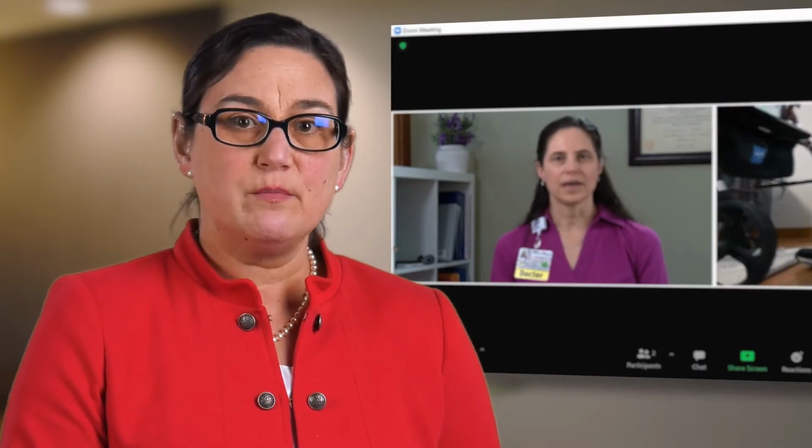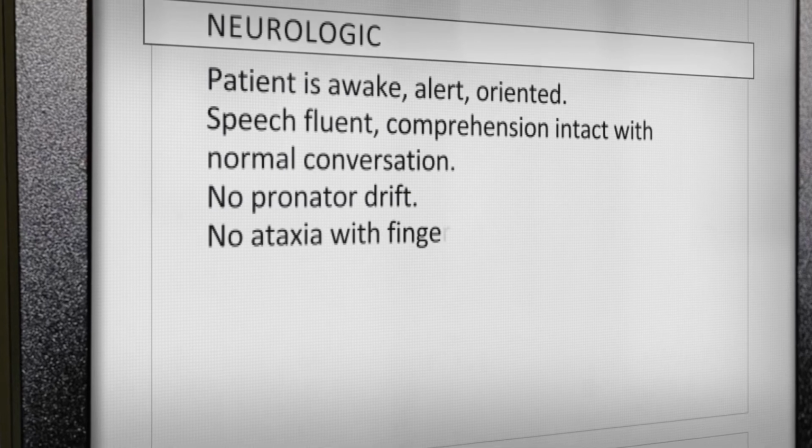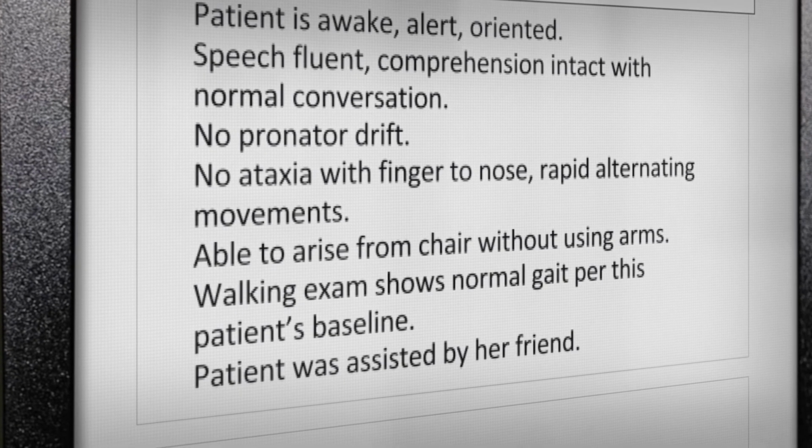Of the various components of the neurologic exam, the sensory and reflex exams are precluded by video. On the other hand, basic examination of mental status, cranial nerves, motor function, coordination, and gait can be performed with careful patient instruction.